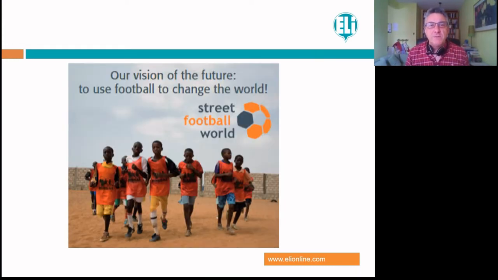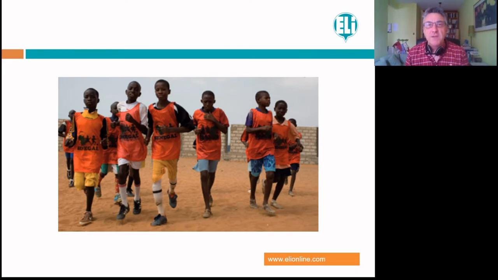And then I'm going to get them to think about the little slogan, the little caption there that was on the advert. Our vision of the future, to use football to change the world. Street football world. What does that mean? So you've got them thinking about this. Could be a team that's going to play football. They look like they're in maybe an African country, and that's all you can really get from there.